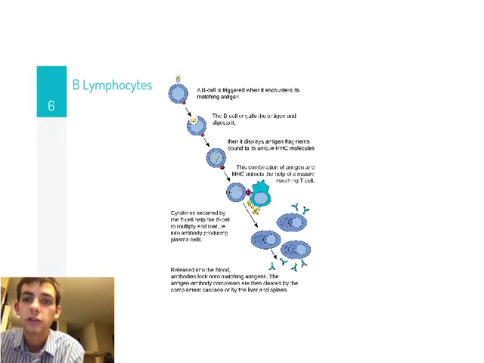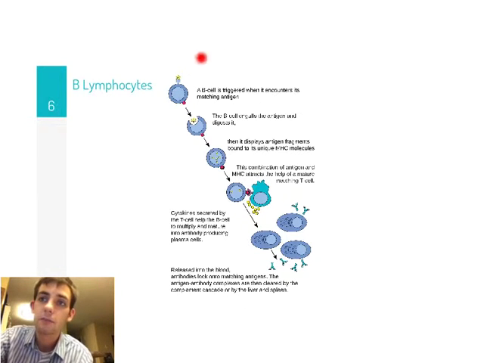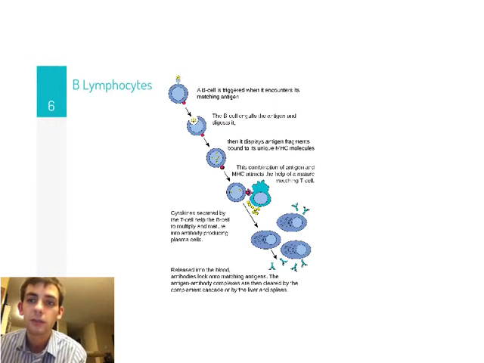Now we're going to switch gears and talk about B lymphocytes and the humoral response. So it's slightly different. You have a B cell that's triggered when it encounters its matching antigen. Key term here is matching. Your immune system is very specific. The B cell is going to engulf that through phagocytosis and digest it, and then it displays the antigen fragments using the MHC molecules, major histocompatibility complexes.